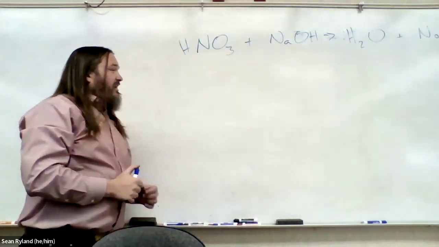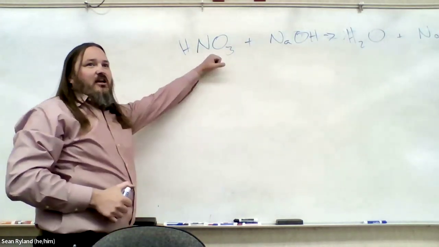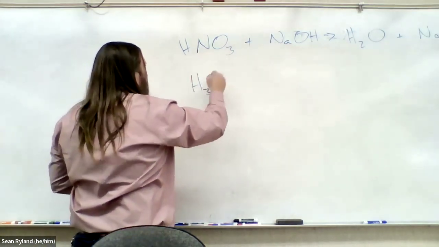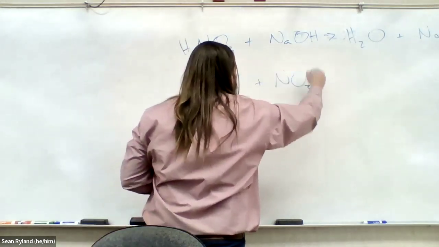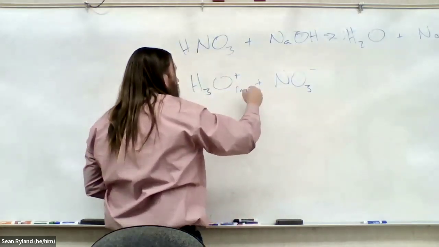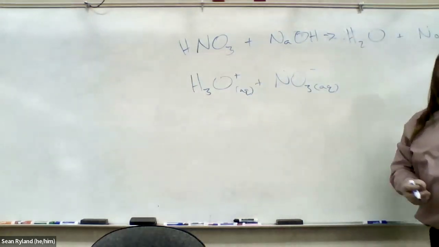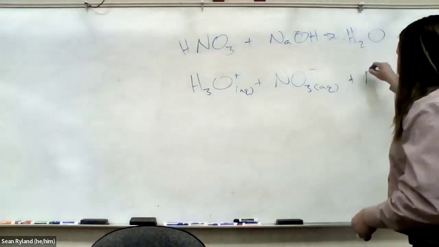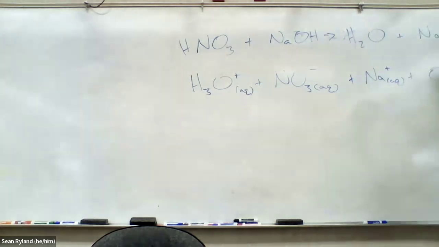And if we break down what's actually happening here, when we put a strong acid in water, what we actually get is hydronium floating around plus the nitrate. And if we put sodium hydroxide in water, we don't actually have sodium hydroxide floating around. We get the two separate ions floating around: sodium ions and hydroxide floating around.